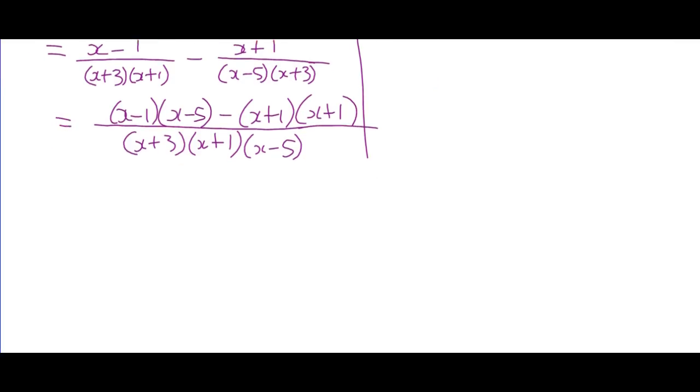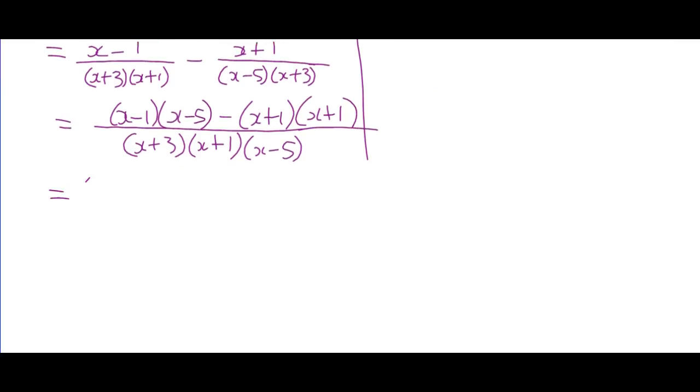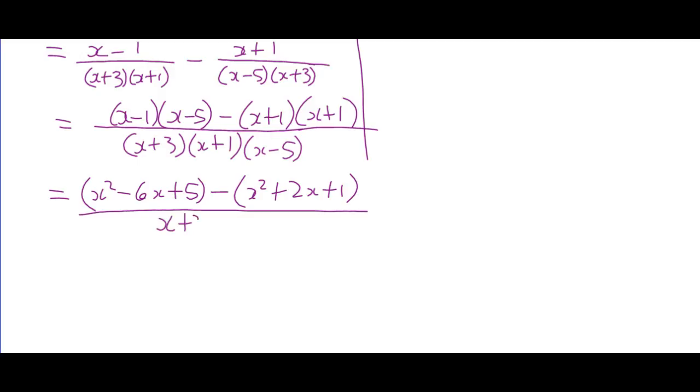Now we just got x squared minus 6x plus 5. I like to put them in brackets, right? That'll just remind me. I'm not going to remove the brackets, but I'm going to remember when I go to do this, oh yeah, it's minus x squared minus 2x minus 1, over x plus 3, x plus 1. So we get x squared minus x squared, negative 6 minus 2x would be negative 8x, 5 minus 1, that's plus 4.